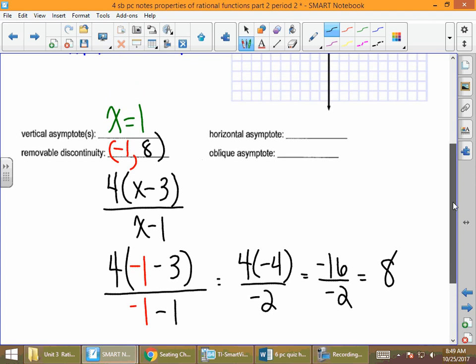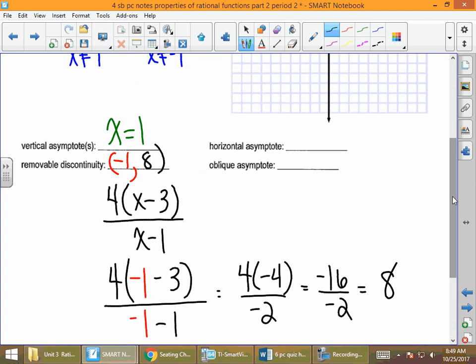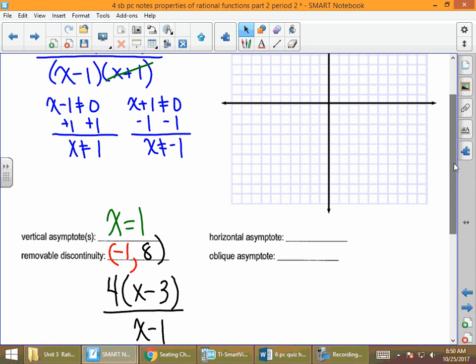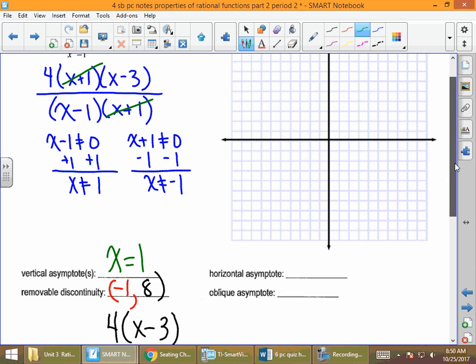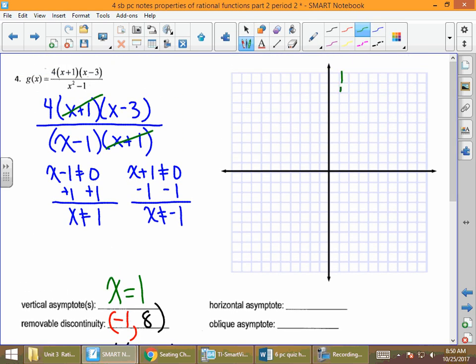And before going too far in this graph, let's put the removable discontinuity back into the graph along with our vertical asymptote. Those are 2 places that we've got gaps in our graph. X equals 1. And then our other value is -1, 8. 1, 2, 3, 4, 5, 6, 7, 8. It's going to have an open circle right there.